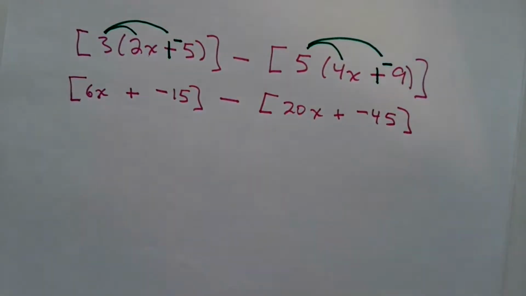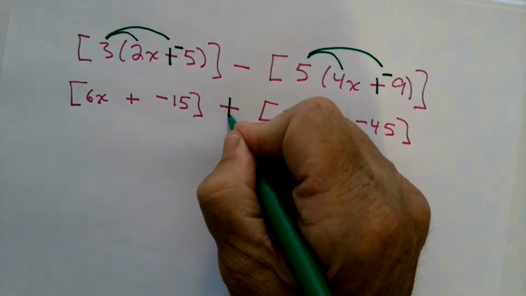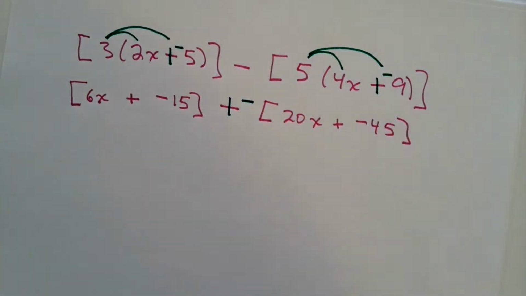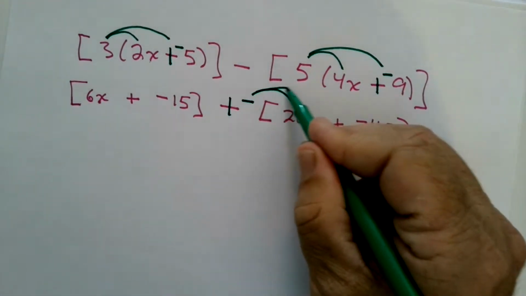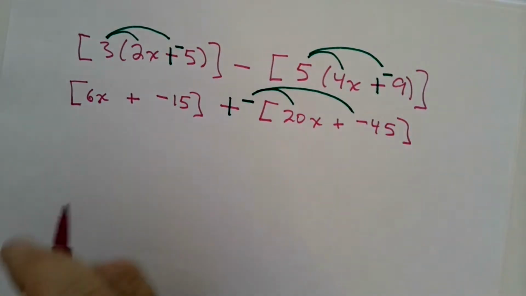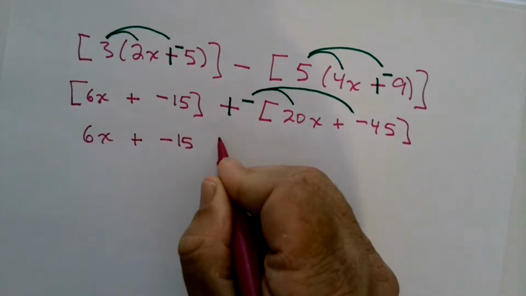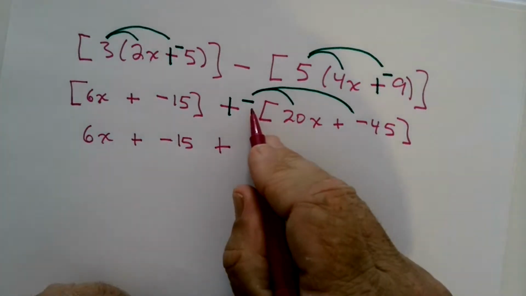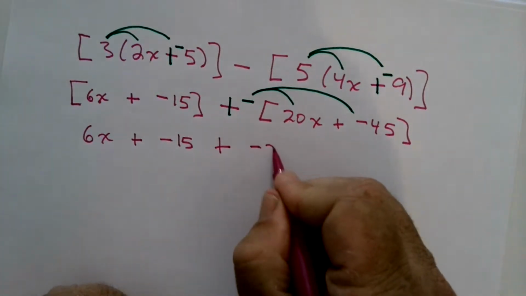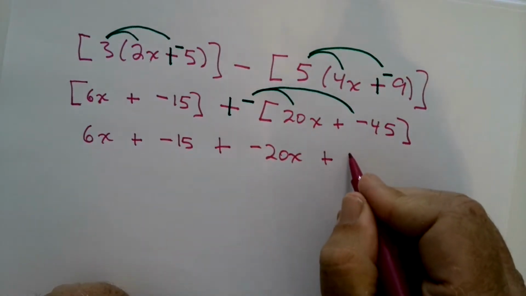At this point, I'm going to change that minus to plus negative. So this minus in the middle becomes plus negative. Now you can think of that as a negative 1, but I prefer just to think of it as a negative sign. We're going to distribute that negative sign to these pieces. So this first part stays the same, 6x plus negative 15, plus distributing the negative sign: the opposite of 20x is negative 20x, plus the opposite of negative 45 is positive 45.